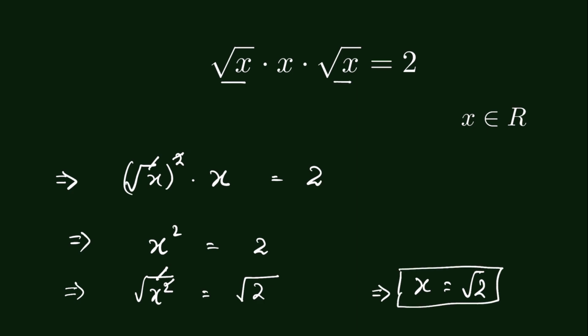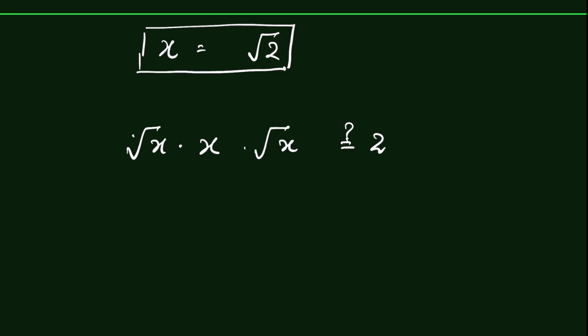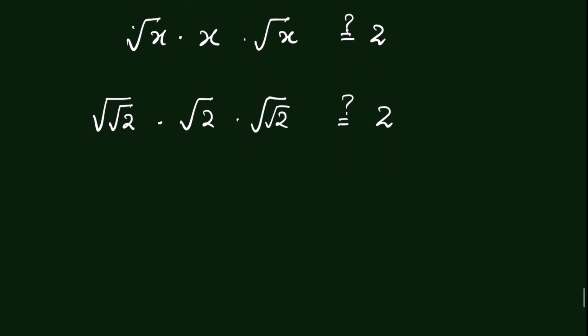Let's verify this answer. We have square root of x times square root of x is equal to 2. We have to check whether LHS is equal to RHS. Now square root of x means square root of 2, then times square root of 2, then times square root of 2 under square root. We have to check whether it is equal to 2.